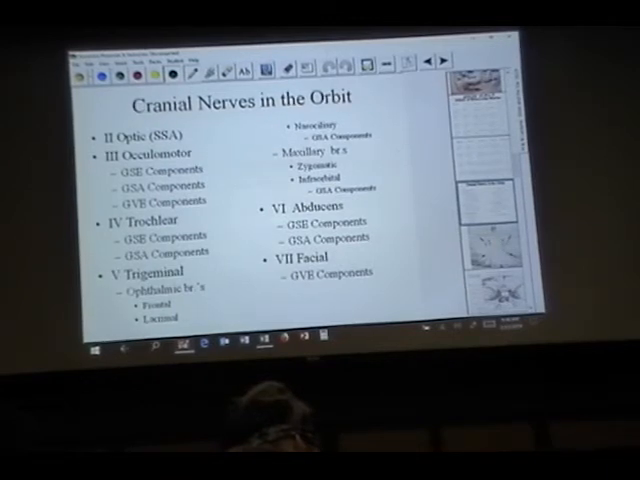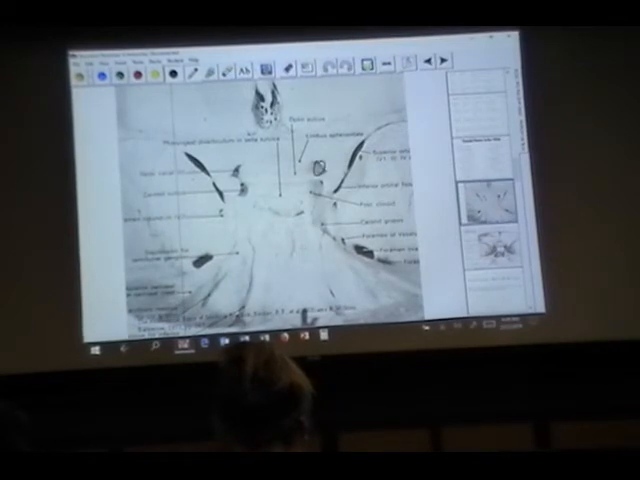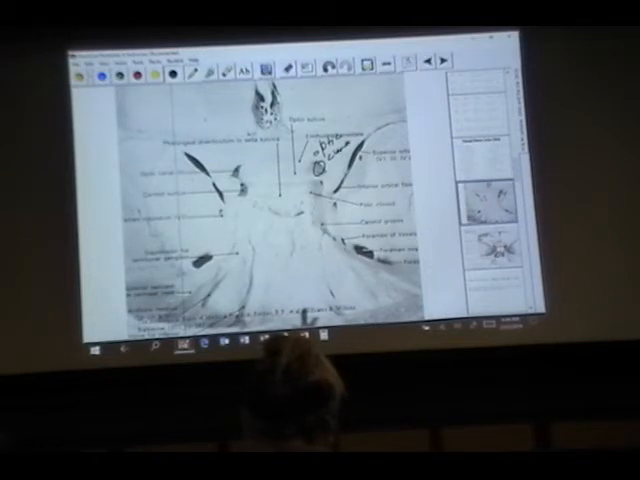All right, we looked at this a few minutes ago. The openings back here, in relationship primarily to the optic canal and the superior orbital fissure.